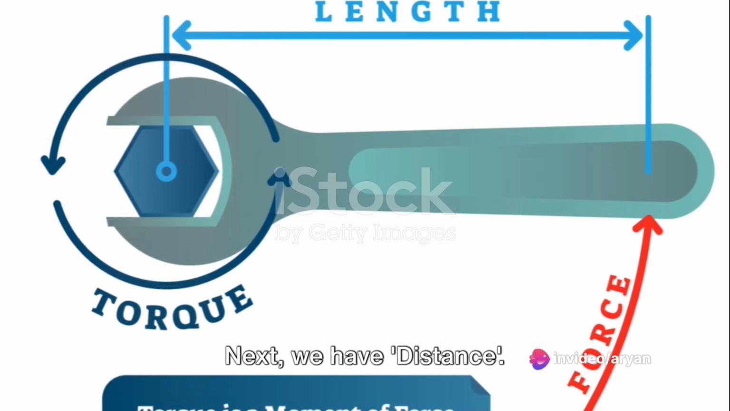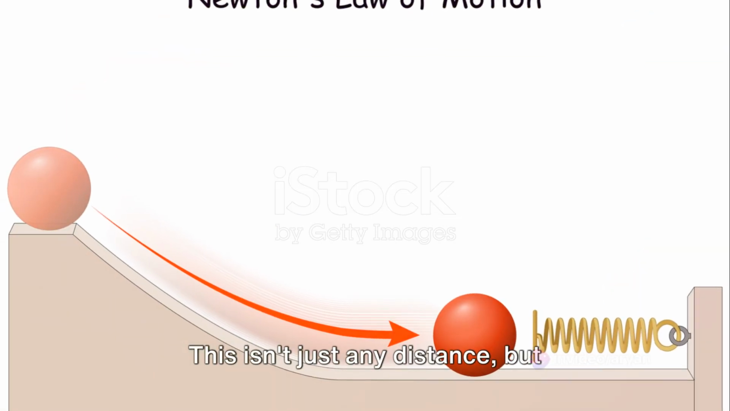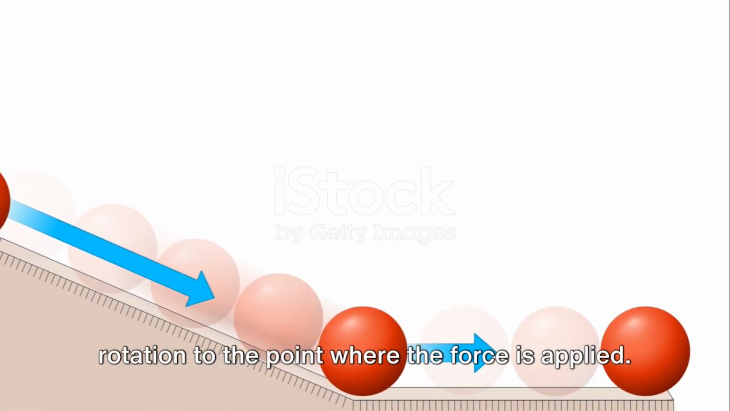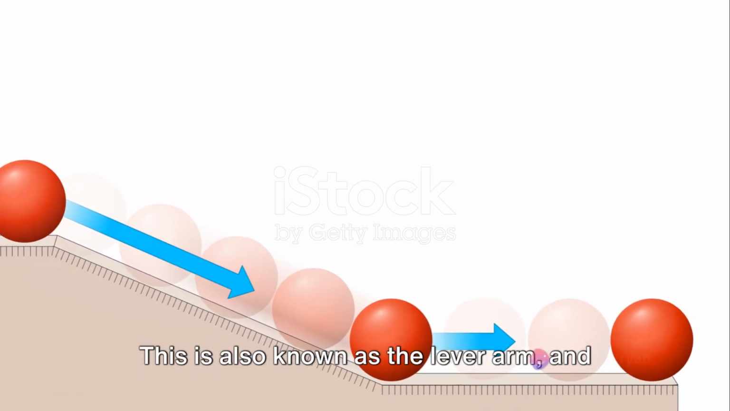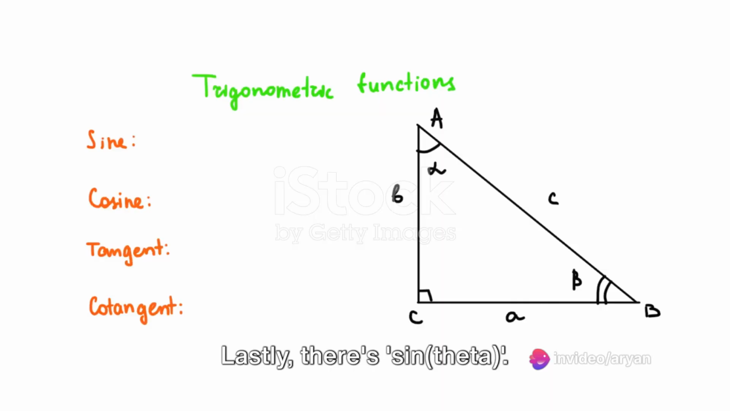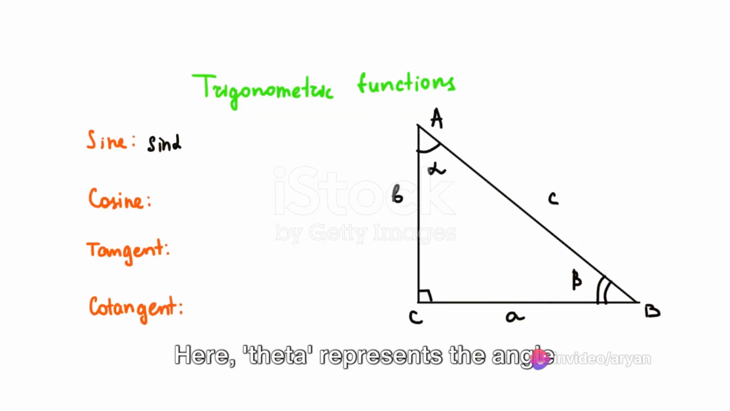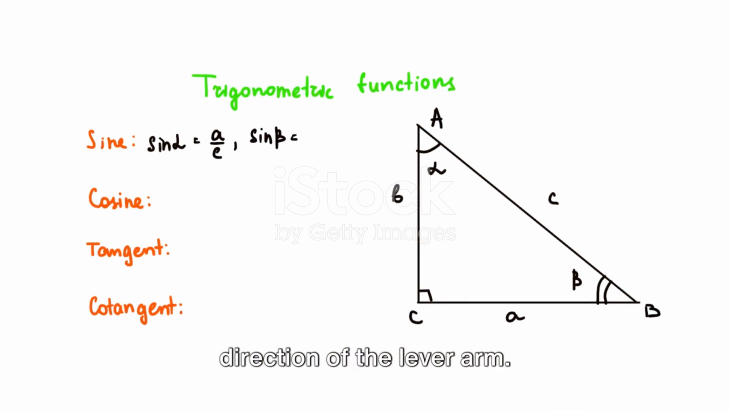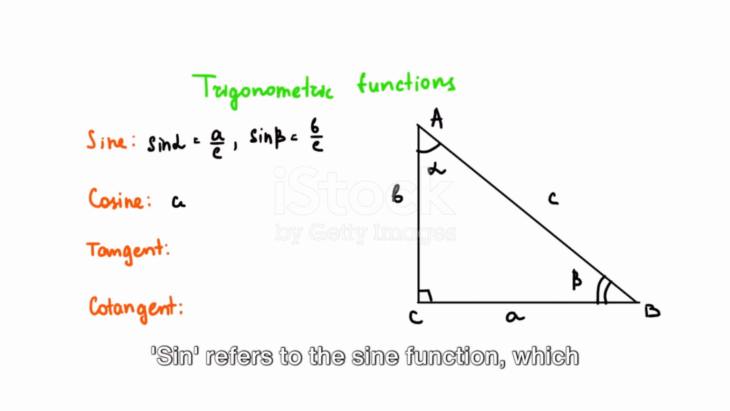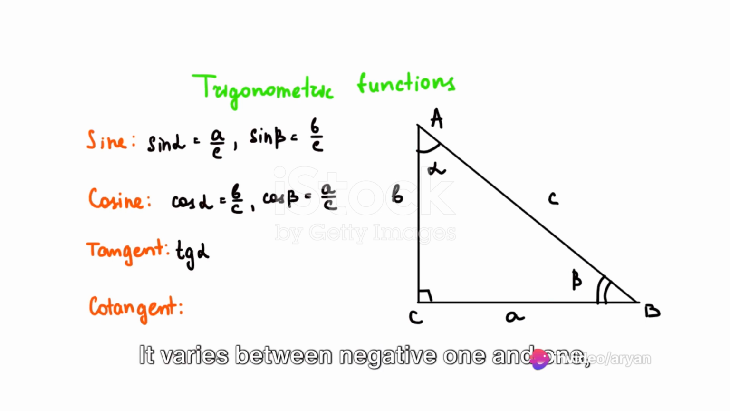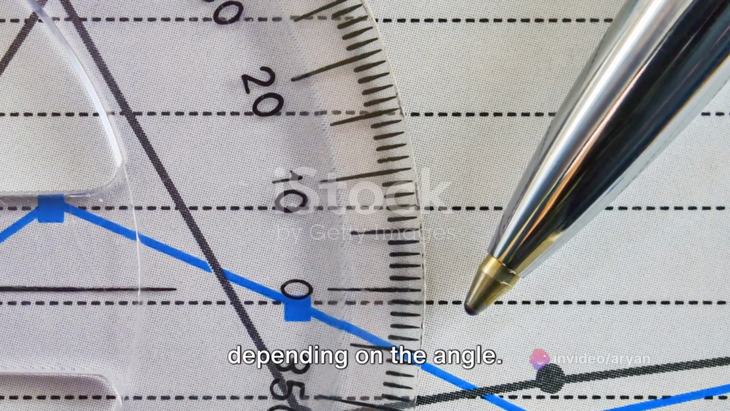Next, we have distance. This isn't just any distance, but specifically the distance from the axis of rotation to the point where the force is applied. This is also known as the lever arm, and it's measured in meters. Lastly, there's sin theta. Here, theta represents the angle between the direction of the force and the direction of the lever arm. Sin refers to the sine function, which is a mathematical way of defining the shape of an angle. It varies between -1 and 1 depending on the angle.